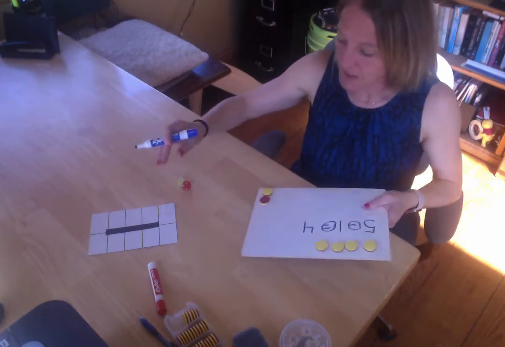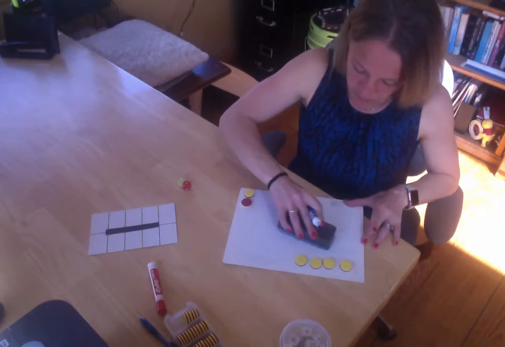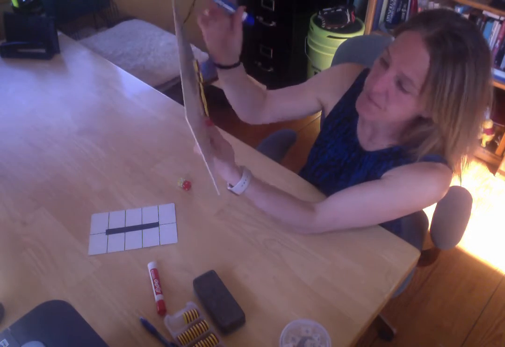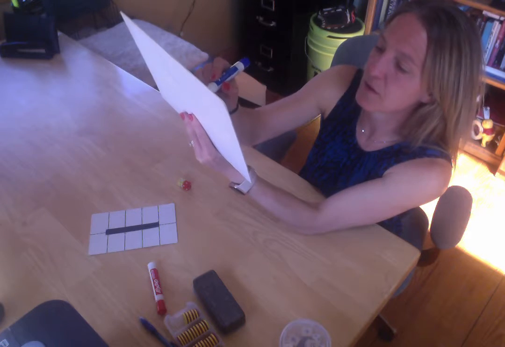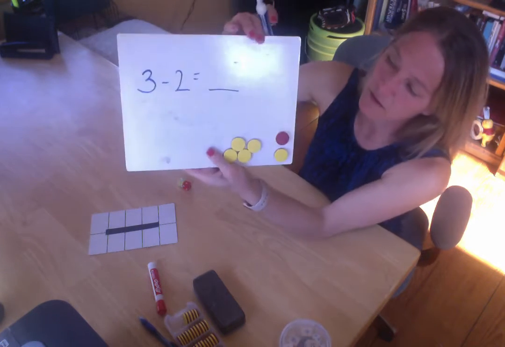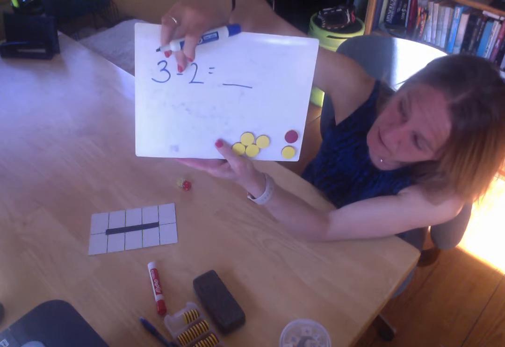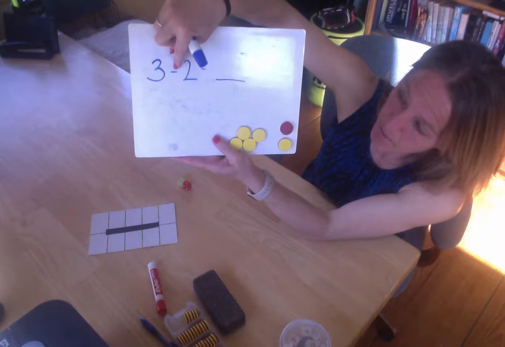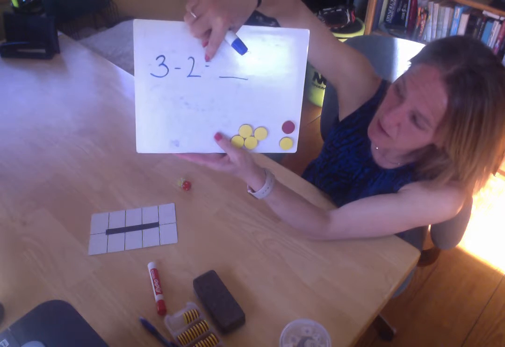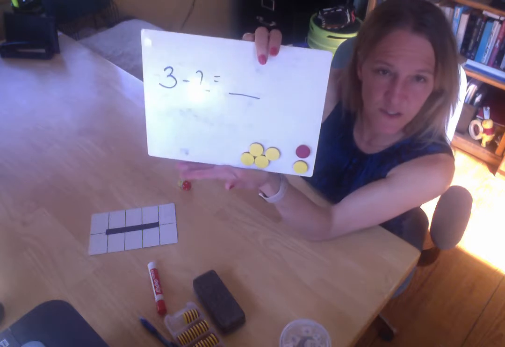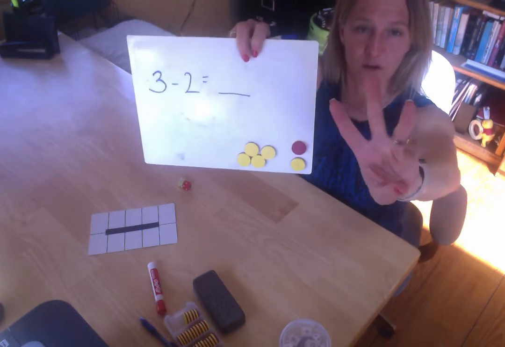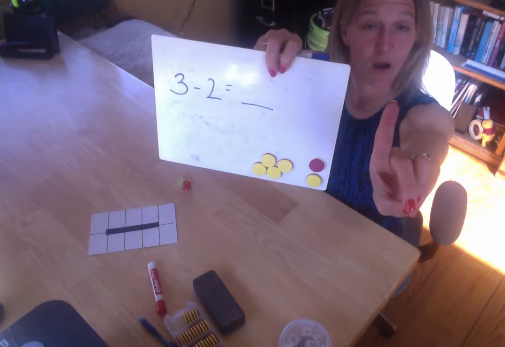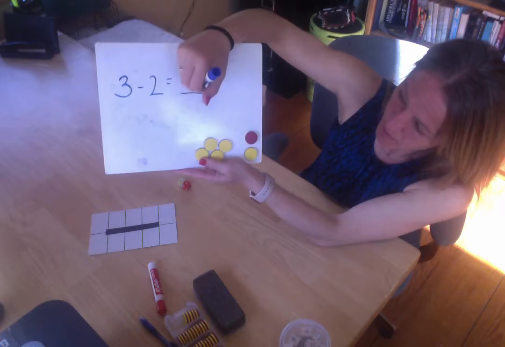Okay, let's do another one. Let's do this one using our fingers, okay? All right, so I'm going to have you read it to me. You read it. Did you say 3 minus 2 equals, what did you say the answer was? Let's do this one on our fingers. 3 minus 2. 1, 2. I'm left with 1.